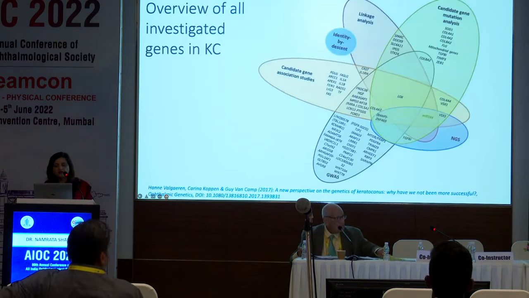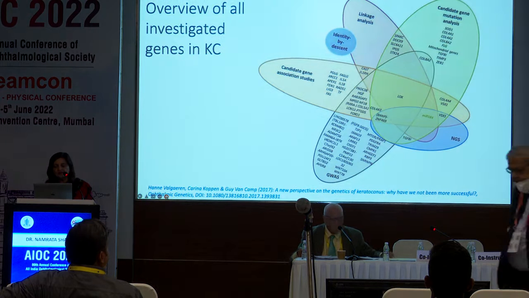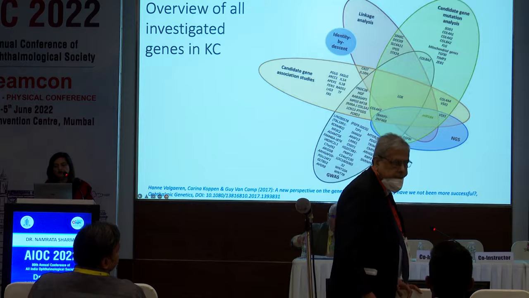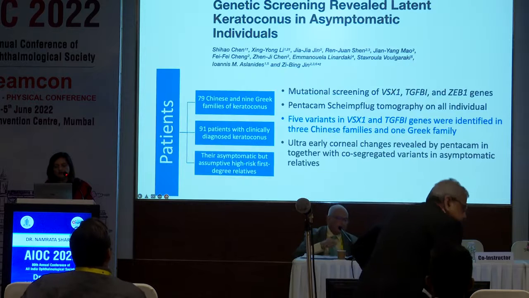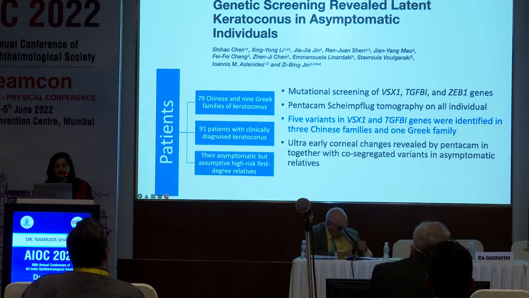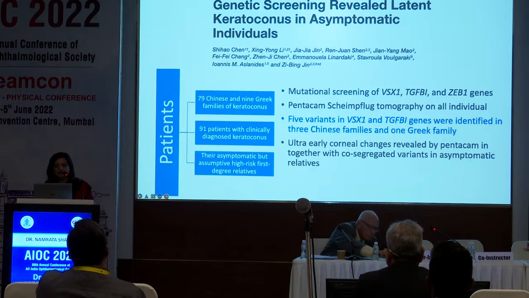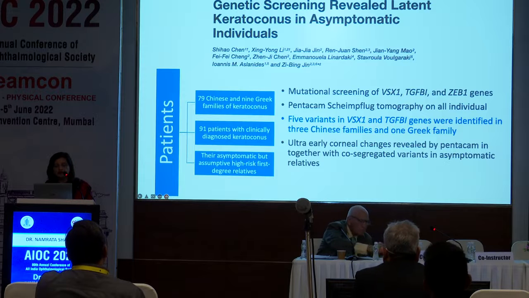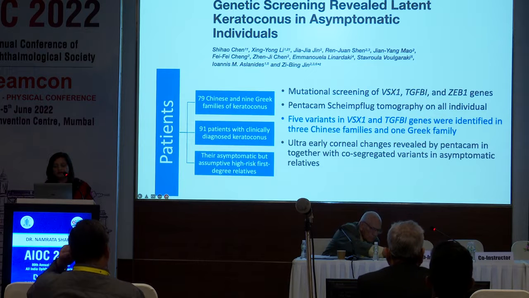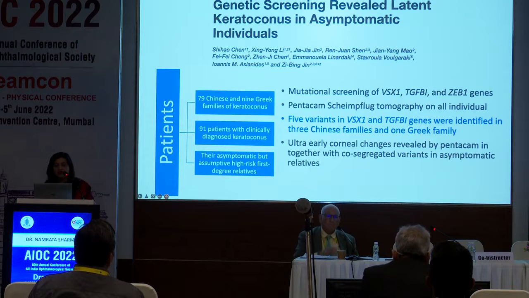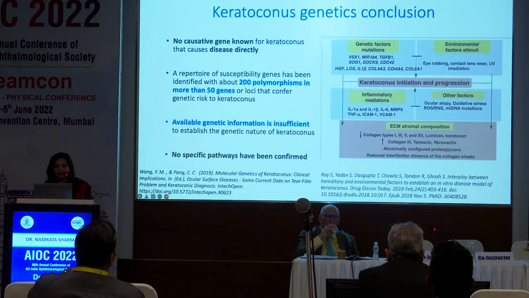So an overview of all the investigated genes in keratoconus is highlighted in this diagram, which was published in a review article, and I think LOX is the one which is the most important. Now, genetic screening does help in these cases. This was a study of 79 Chinese and 9 Greek families of keratoconus, where 91 patients were diagnosed with keratoconus, and there were 5 variants in the VSX1 and TGF-beta1 genes which were identified in these families.